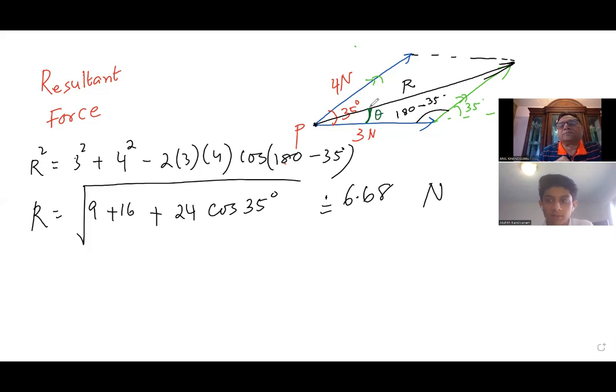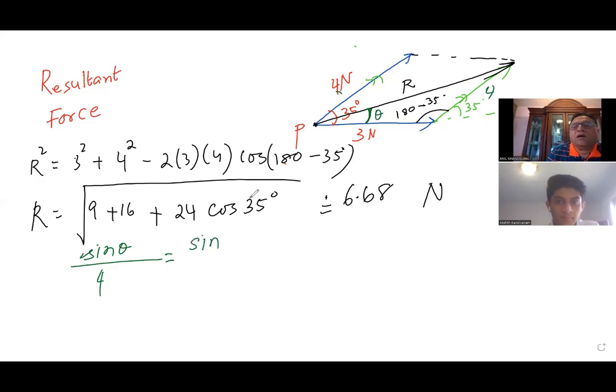So, sir, we can use sine law now, right? We can use sine law. So what will be the angle? We can say sine theta over the side opposite to it, which is 4 newtons, is equal to sine of 180 minus 35 over the resultant 6.68.